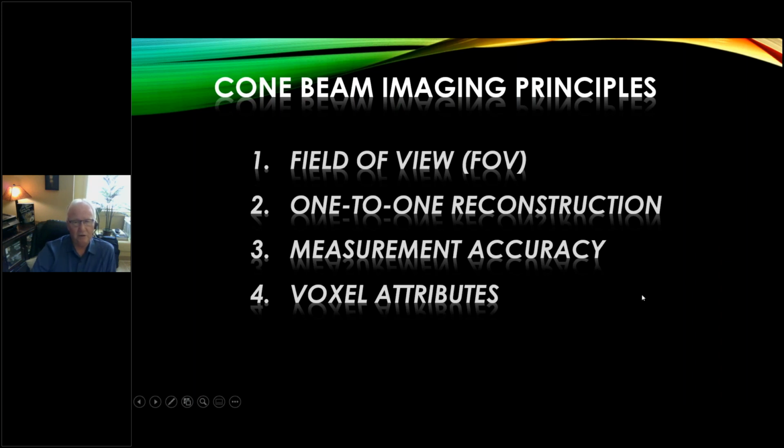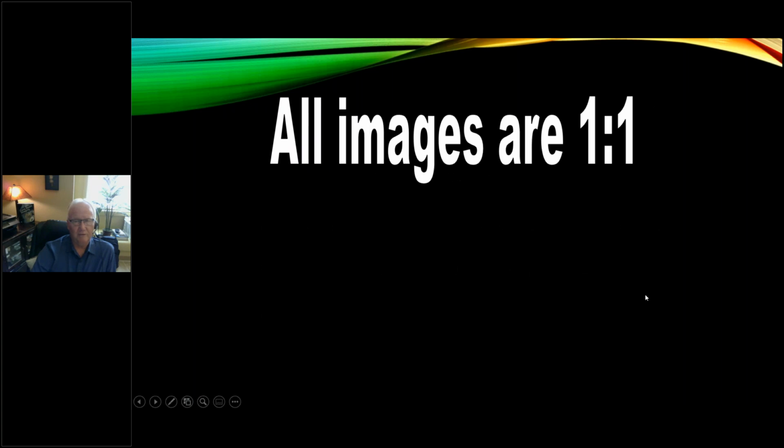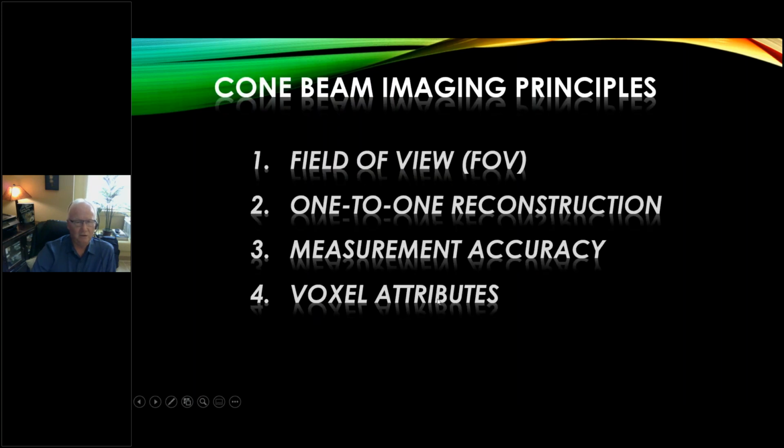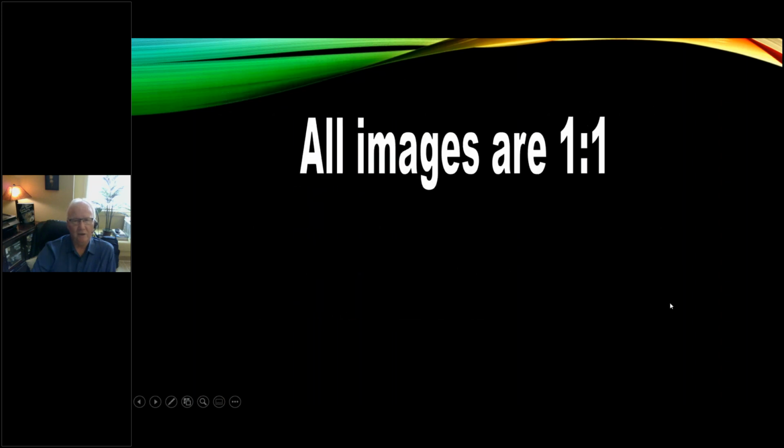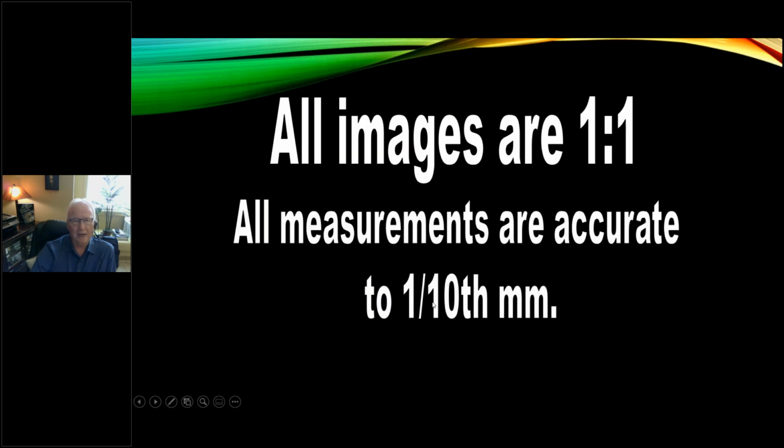And the voxel attributes we already told you about. The voxel attributes are basically the color, transparency, and opacity. I'll show you an image about that. So images are 1-to-1, accuracy 1/10 of a millimeter. That makes it ideal for actual implant imaging.